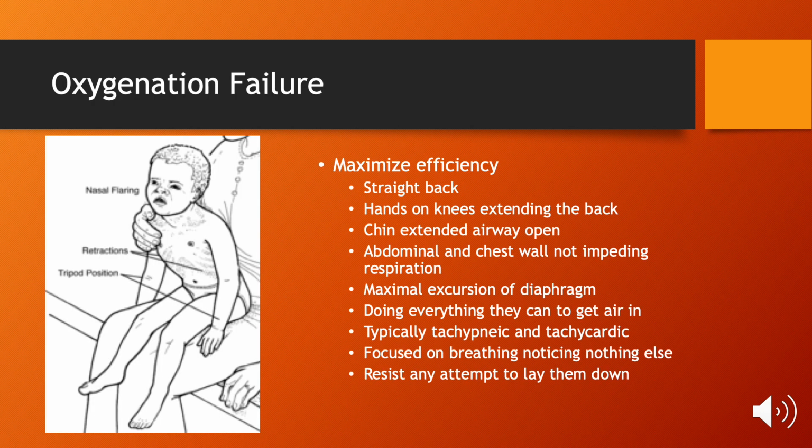When a patient has oxygenation failure, they'll usually come in maximizing the efficiency of their breathing. They tripod. They're in a sniffing position. Their back is straight, their hands are on their knees, and they're extending the back as much as possible. The chin is extended and the airway is open. The abdominal and chest wall are not impeding respirations because the weight of them is leaning forward. They have maximal excursion of their diaphragm, and they're doing absolutely everything to get air in.